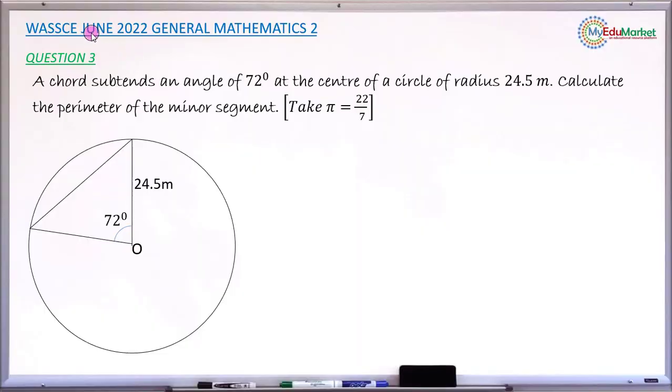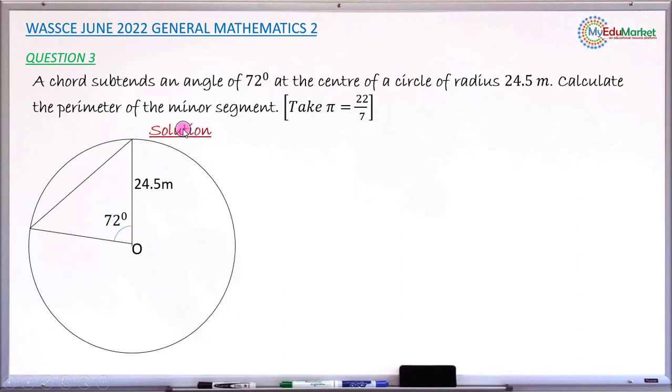This is WAEC June 2022 General Mathematics Paper 2, and we are answering question number 3. The question reads: a chord subtends an angle of 72 degrees at the center of a circle, and that circle has radius 24.5 meters. What you are asked to do is to calculate the perimeter of the minor segment, and you are asked to take pi as 22/7. This is the minor segment that we are interested in finding. It is a perimeter.